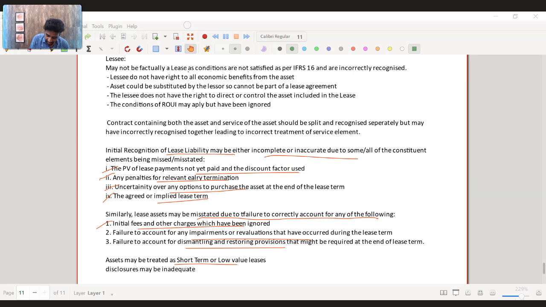And assets may be treated as short-term or low-value leases, and there could be inadequate disclosures as well, due to which the lease contracts or the lease transactions could be inappropriately recognized.